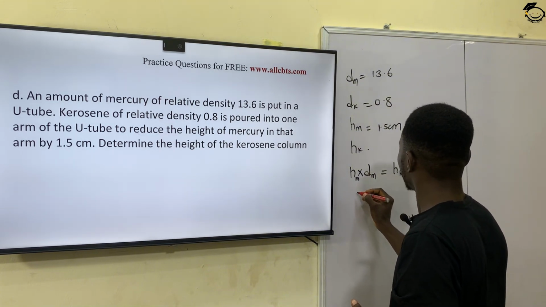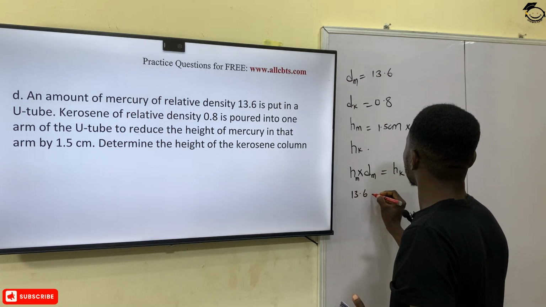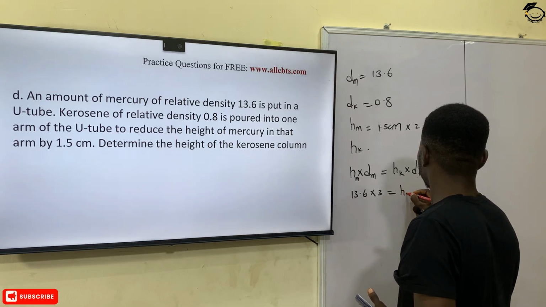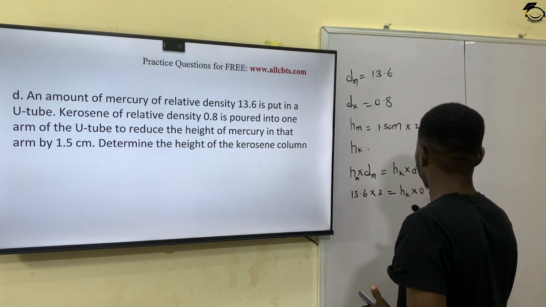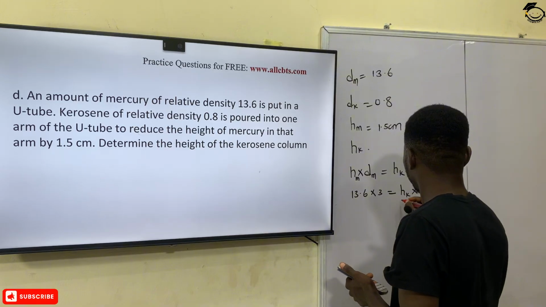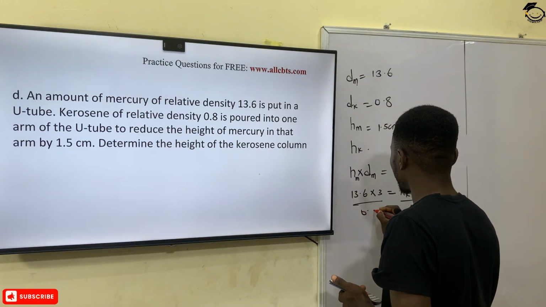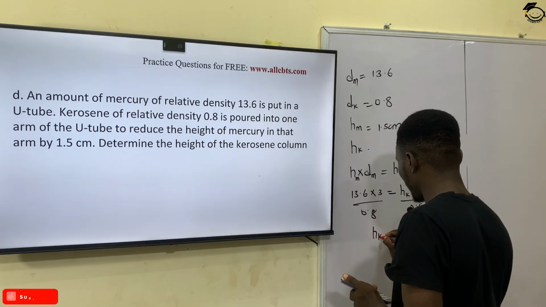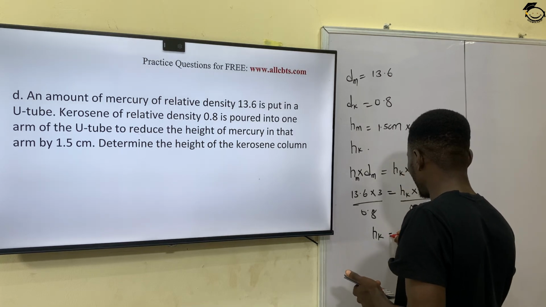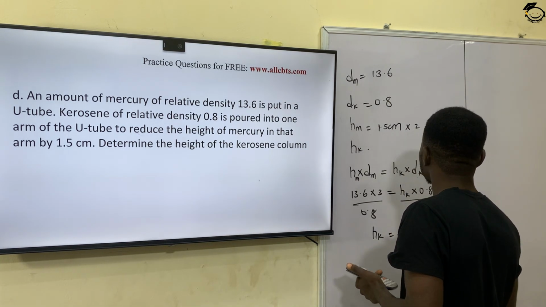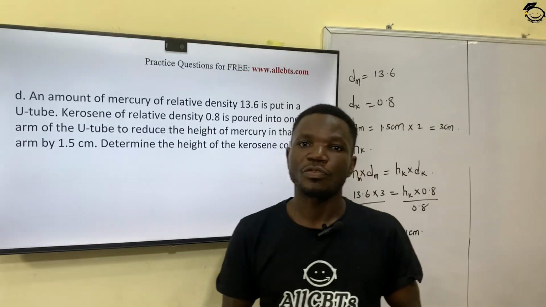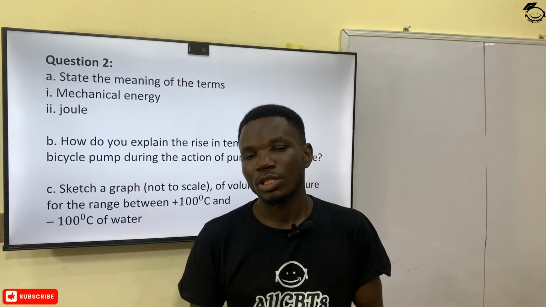So this means that I'll be having 13.6 times 3 is equal to the height of the kerosene times the relative density, which is 0.8. So I'll have 13.6 times 3. So I'll divide both sides by 0.8. It means that the height of the kerosene will give me 51 centimeters. So it means that the height of the kerosene in the column is 51 centimeters. Moving on to the next question.